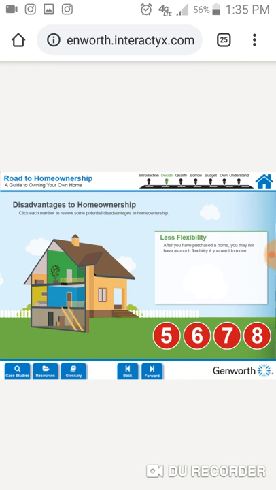Less flexibility. After you have purchased the home, you may not have as much flexibility if you want to move. So those are just some advantages and disadvantages of why you may or may not want to own a home. We're not pushing you or swaying you in any direction. We just want to educate you and give you some perspective. Let's continue.